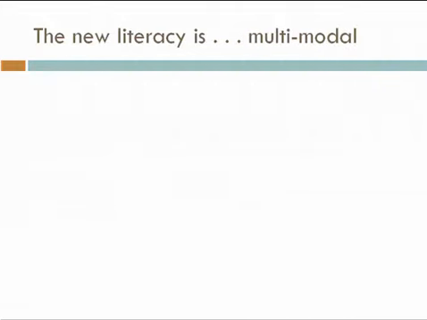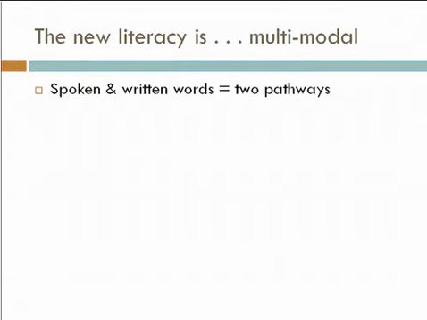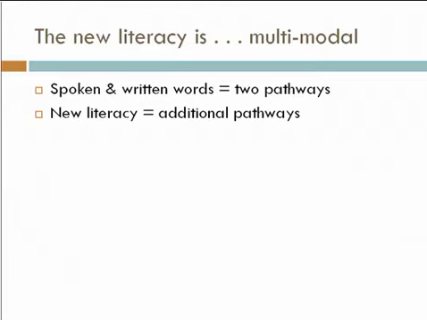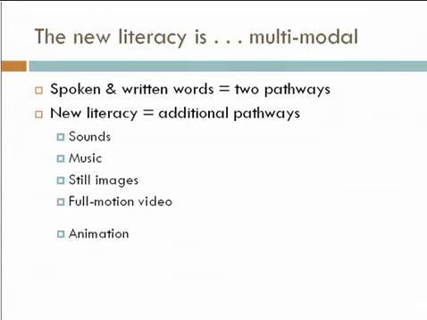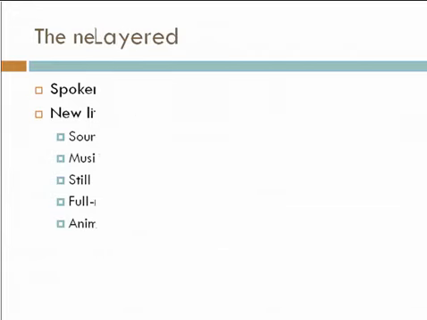Let's take a look at some of the characteristics of this new language. First, it is multimodal. You know, the spoken and written word represent only two pathways for a message to reach our mind. However, the new literacy adds others. Nonverbal and non-musical sounds. Music itself, which is considered a language. Still images as well as full motion video. All of those provide additional pathways for communication.